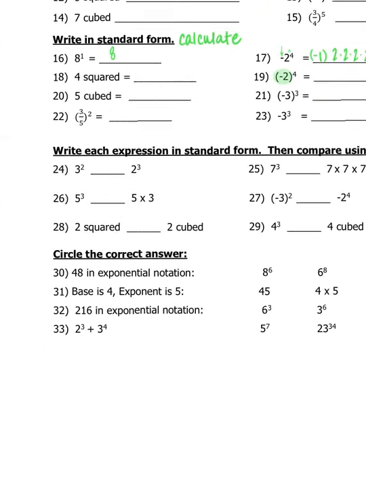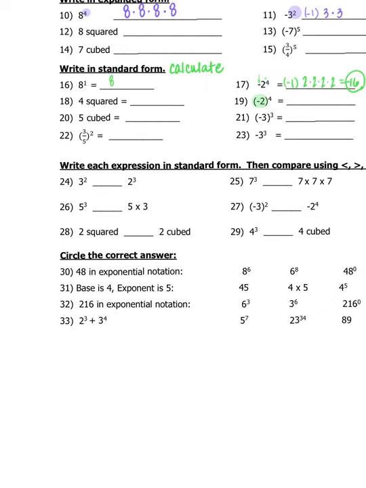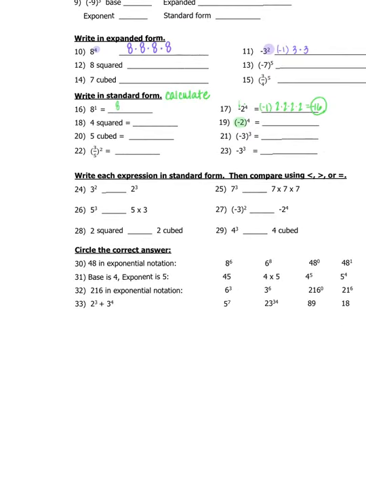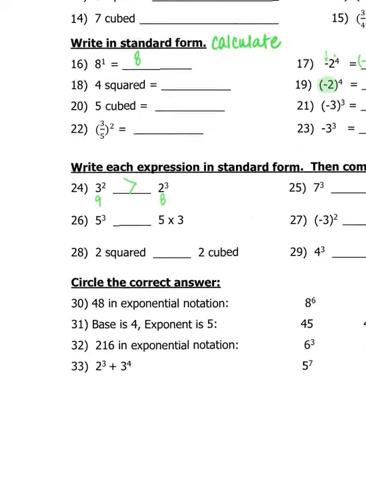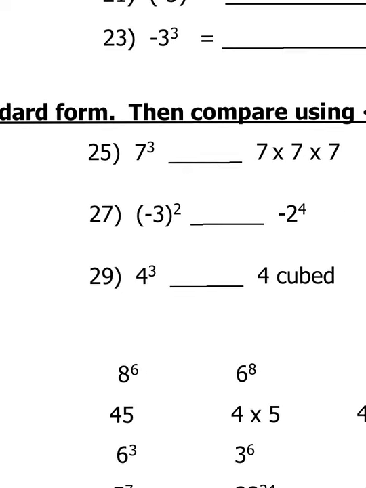Okay, now this one says to express each in standard form, then compare using greater than, less than, or equal to. So you're just going to go through and calculate each one. So 3 to the 2nd is 9, and 2 to the 3rd is 8. Which one is bigger? 3 to the 2nd. So 9 is greater than 8. Over here we have 7 to the 3rd. So 7 times 7 times 7. And if you can look there, we have 7 times 7 times 7. So this is going to be equal to.